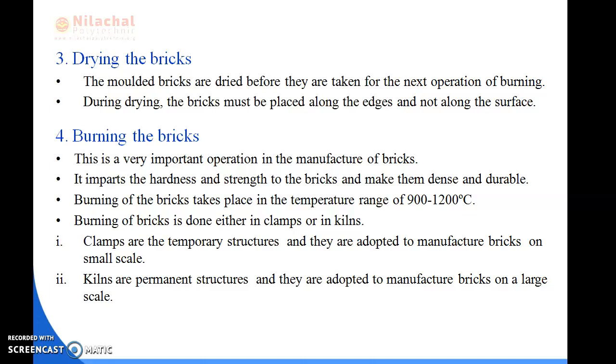This is a very important operation in the manufacturing of bricks, and the bricks are taken to a temperature in the range of 900 to 1200 degrees Celsius. I have told you the bricks are mainly burnt in 2 ways. First is clamp, or in kiln structures. Clamps are temporary structures adapted to manufacture bricks on a small scale, and kilns are permanent structures adapted to manufacturing bricks on a large scale.